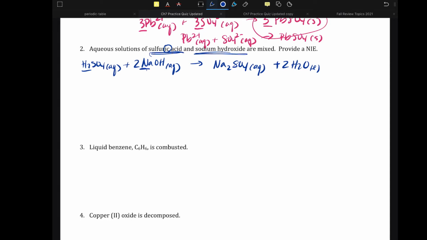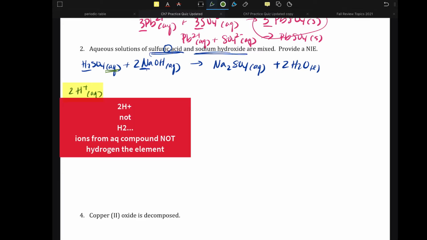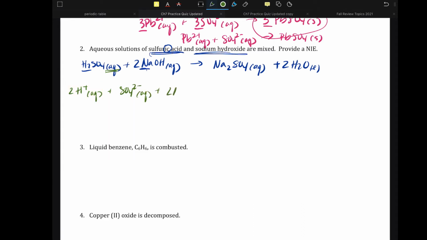Now, just like last time, in order to get to the net ionic, we will ask ourselves, is it aqueous and ionic, right? And going back to your lecture notes, acids, we're going to treat them as ionic compounds. So in this case, I'm going to have 2H plus aqueous. I'm going to have my sulfate aqueous. I'm going to have my 2 sodium ions aqueous and my 2 hydroxide ions aqueous. And then I will have 2 sodium ions aqueous. I will have my sulfate and my 2 waters, which will stay stuck together because they are not aqueous and ionic.